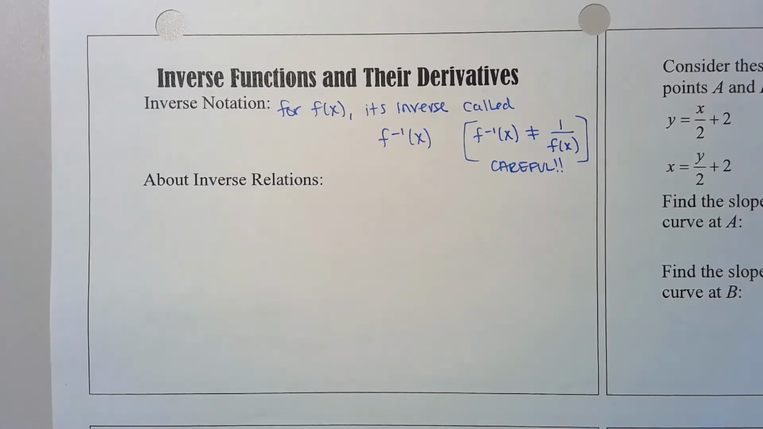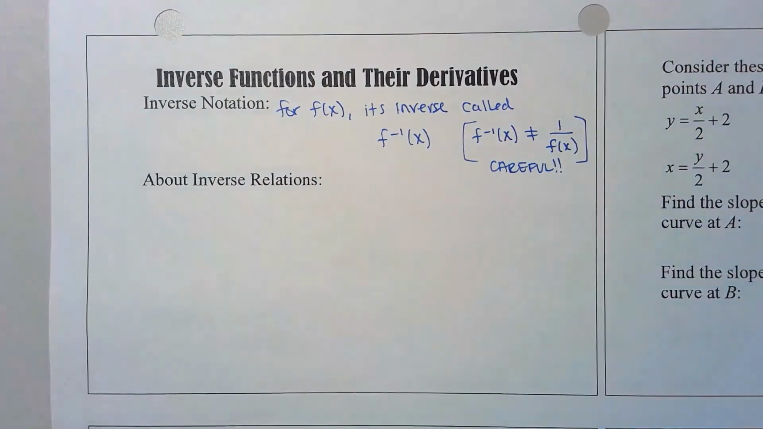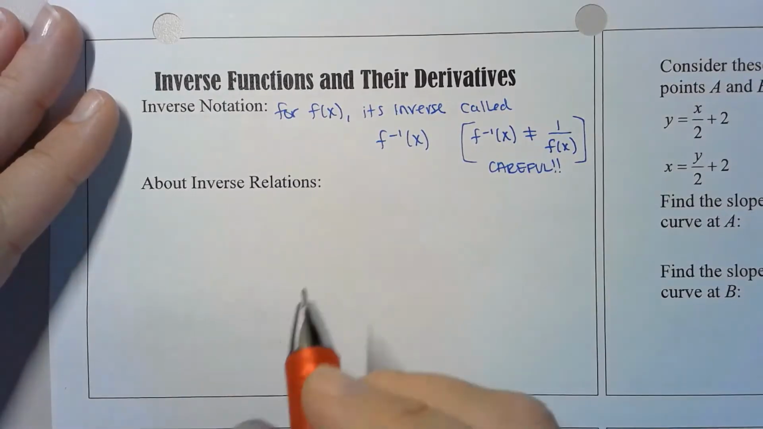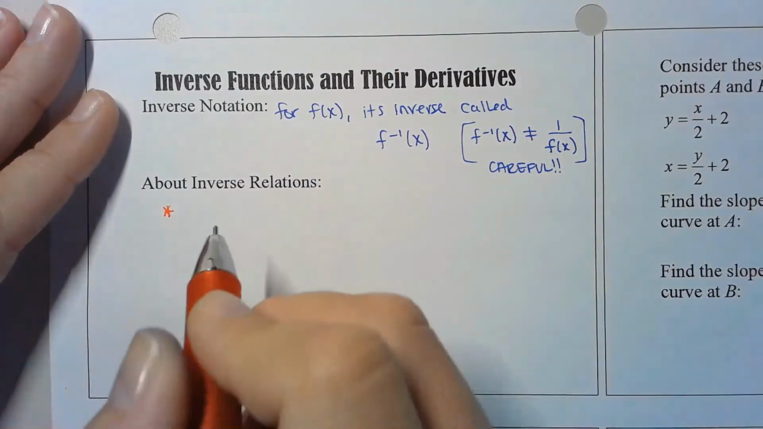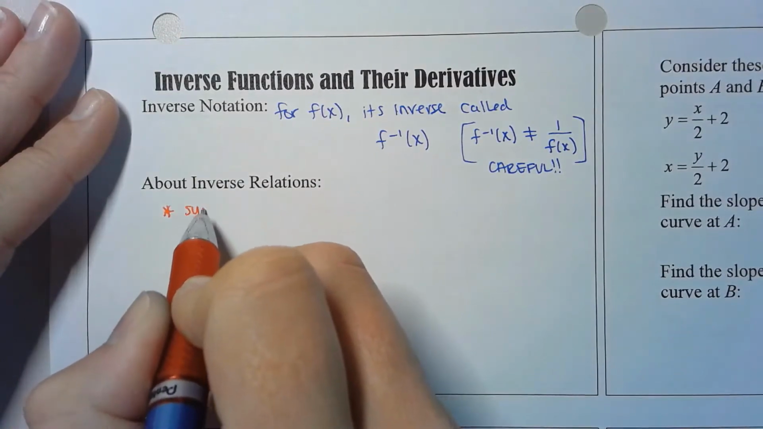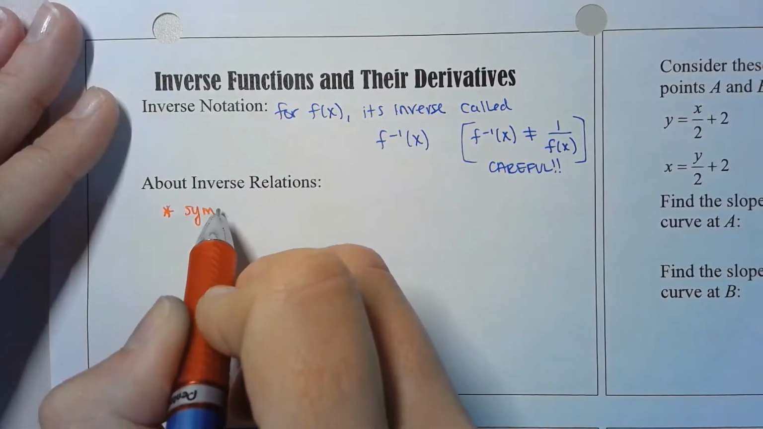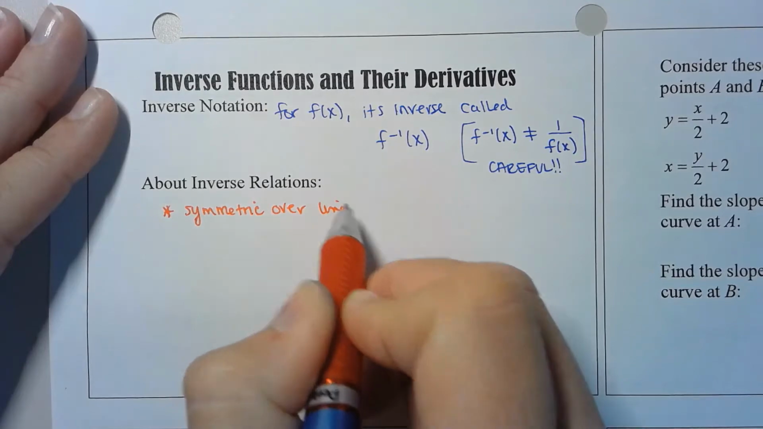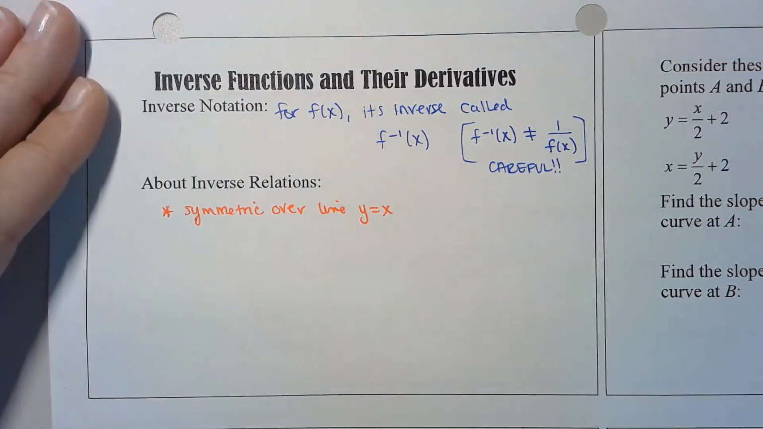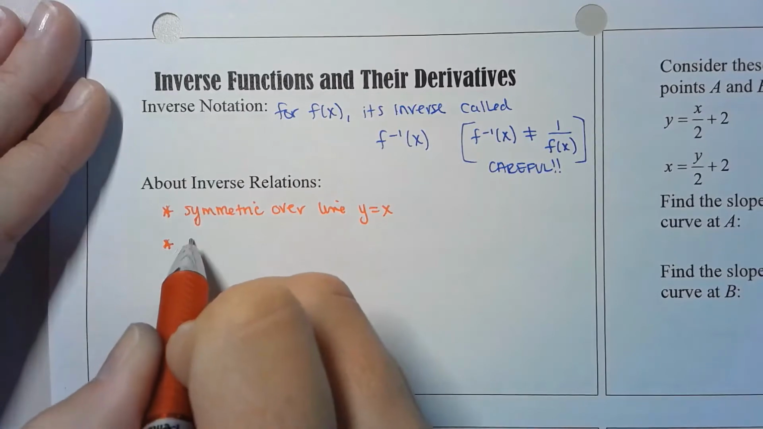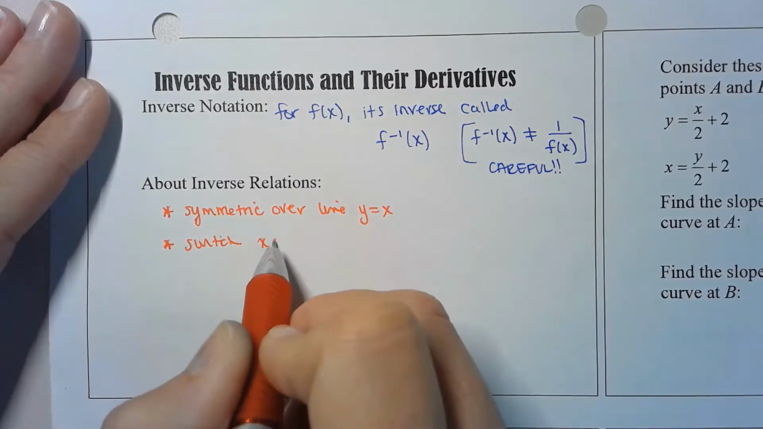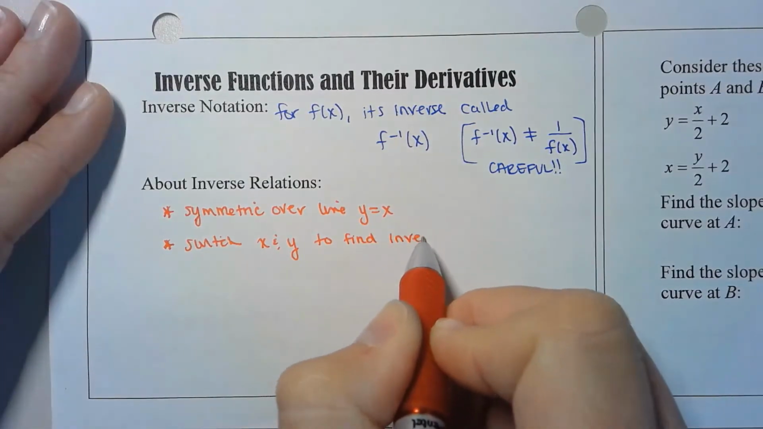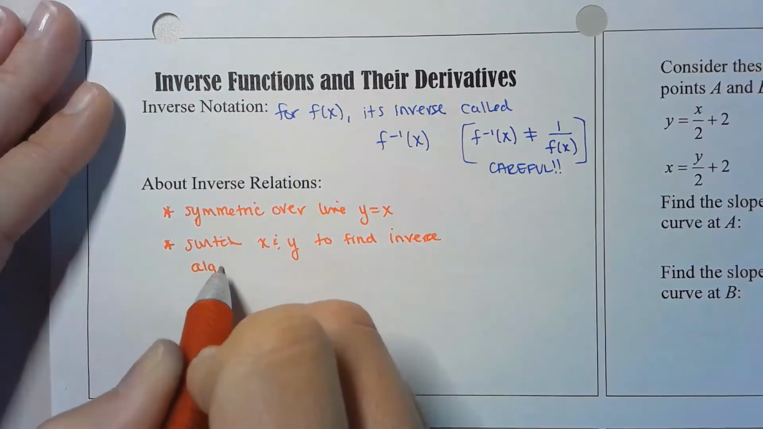So what do we know about inverses? Well, a lot of things. One thing for sure we know, in no particular order, is that functions and their inverses are symmetric over the line y equals x. We'll see a few pictures of that today. If I asked you to find an inverse algebraically, you would switch the x and the y.